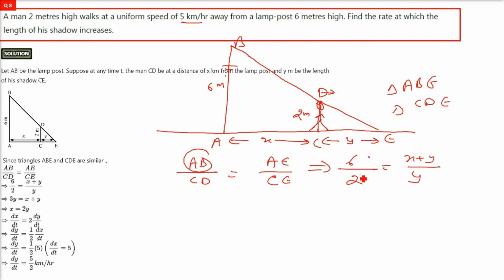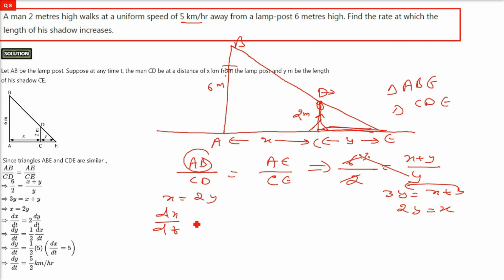Now this is 3, so 3y is going to be x plus y. The y comes on one side, it is going to be 2y equals x, or you can say x equals 2y. We are interested in dy by dt, remember, the rate at which the length of his shadow increases. So we are interested in dy by dt. Differentiate both the sides. One of the things is already given, because the rate at which the man is moving away from the lamppost is already given as 5 km an hour.